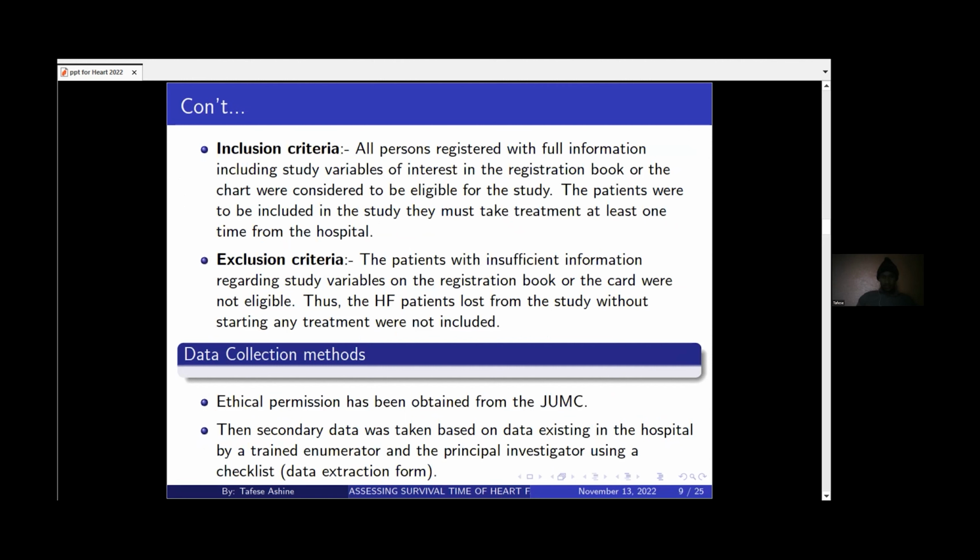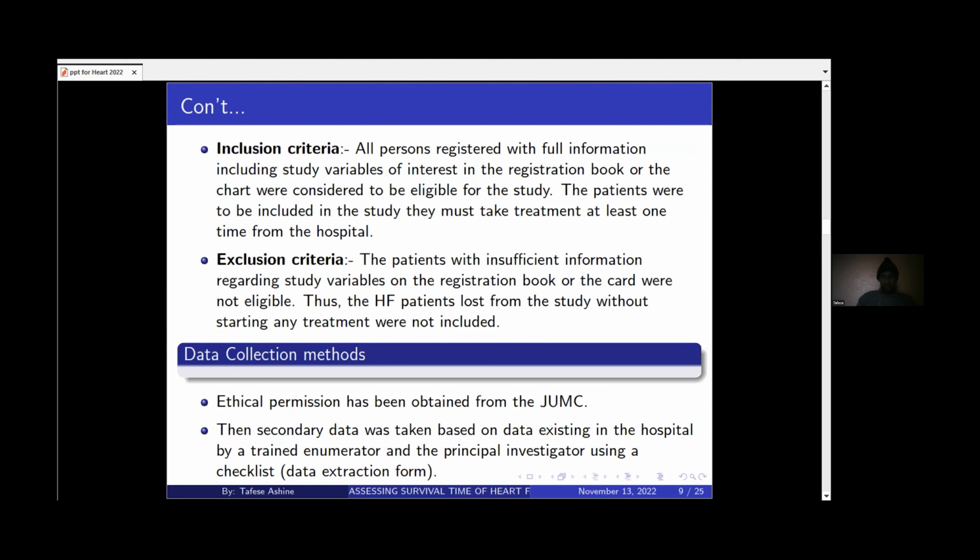Inclusion and exclusion criteria. Inclusion criteria: all persons registered with full information, including study variables of interest in the registration logbook and chart, were considered to be eligible for the study. The exclusion criteria: patients with insufficient information regarding study variables in the registration logbook or the card were not eligible. Data collection method.